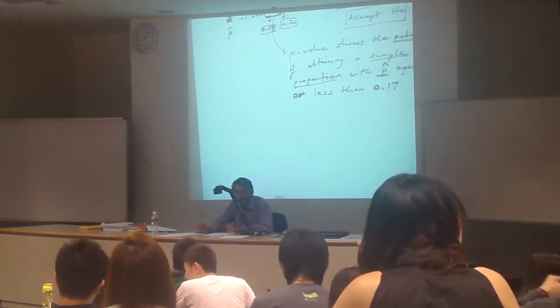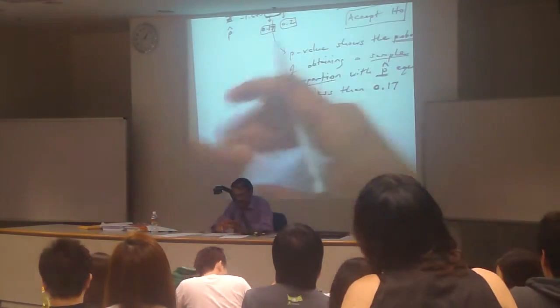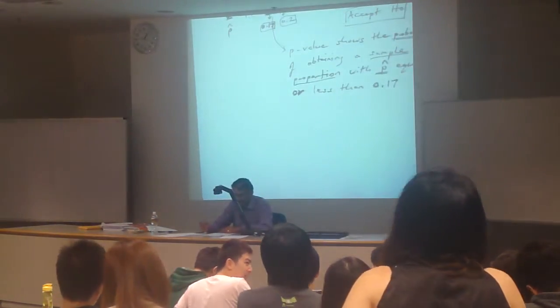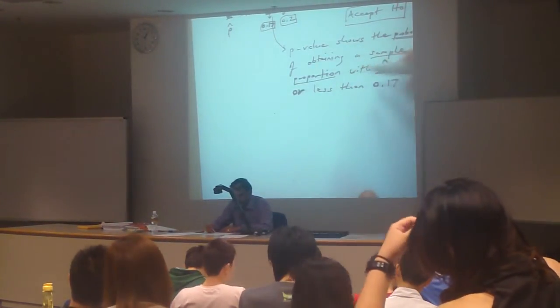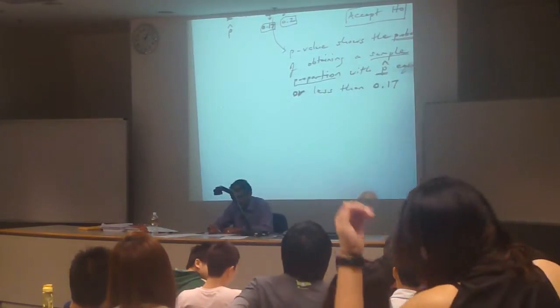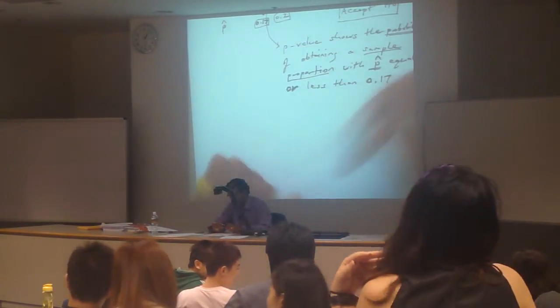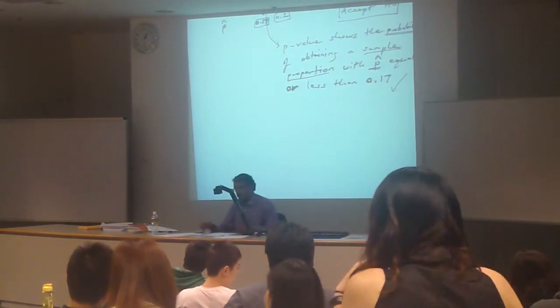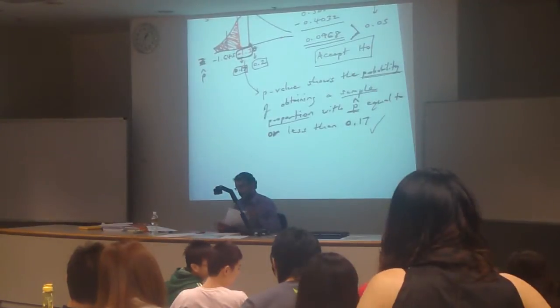Yes or no? Negative 1.3 is equal to 0.17. So P value shows the probability of obtaining a sample proportion with P hat equal to or less than 0.17. Answer for that problem. So you got to get the P value understood before we go further today.